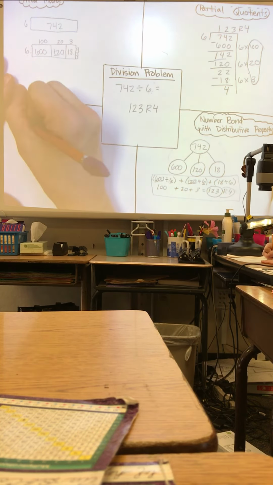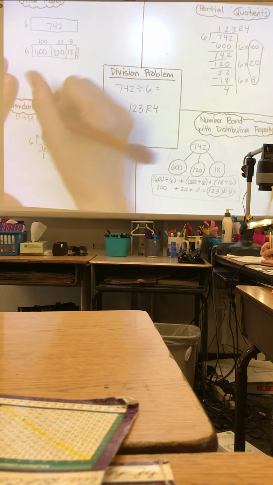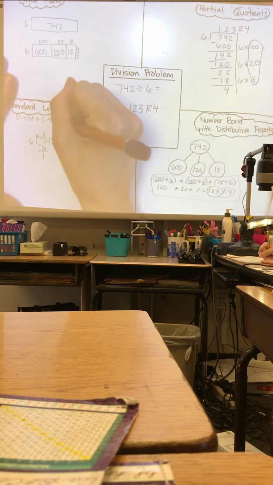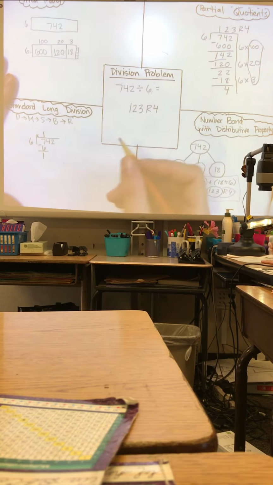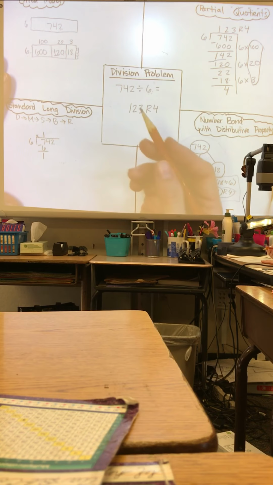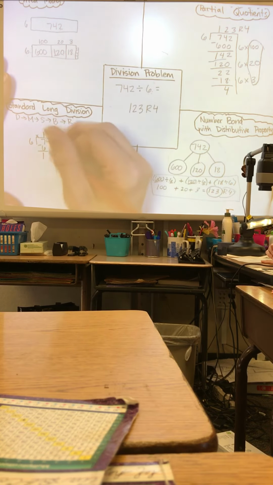Again, I'm using the divide, multiply, subtract, bring down, repeat, or remainder. Some people use daddy, mommy, sister, brother, and Rover, like the dog's name, to remember the order that we use for standard long division. So we've already done divide, we've just done multiply, we just did subtract. Now it's time for bring down.